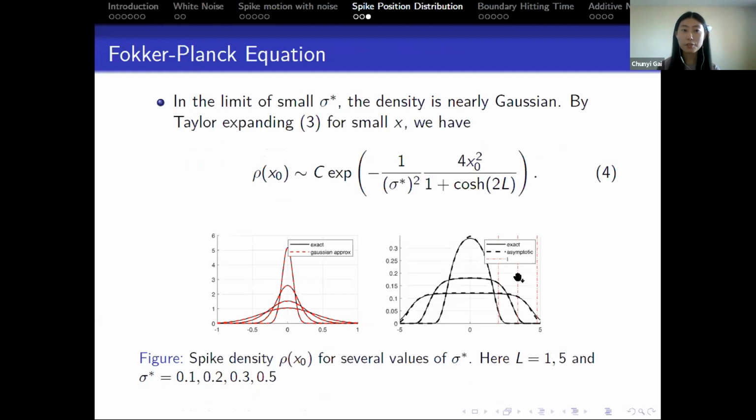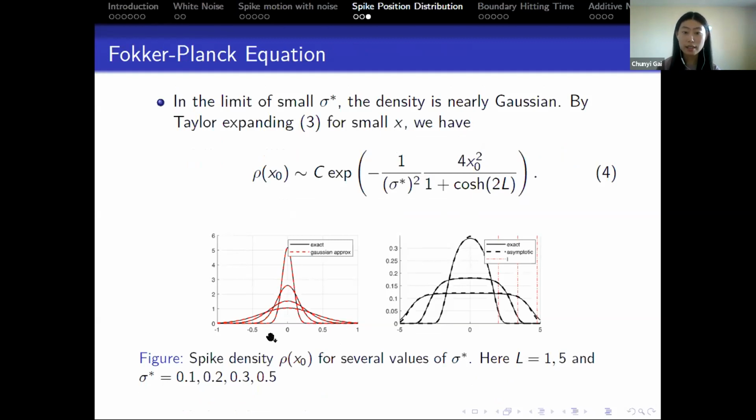So we then did further analysis by considering the limit case of small sigma star. In this case, we can approximate our result by Gaussian distribution, which is given here. And actually, this approximation works very well. In these two pictures, we compared our results for different parameters.